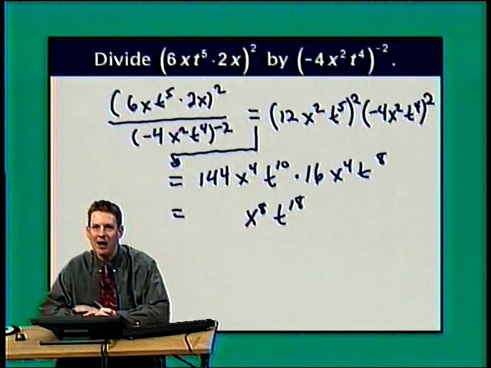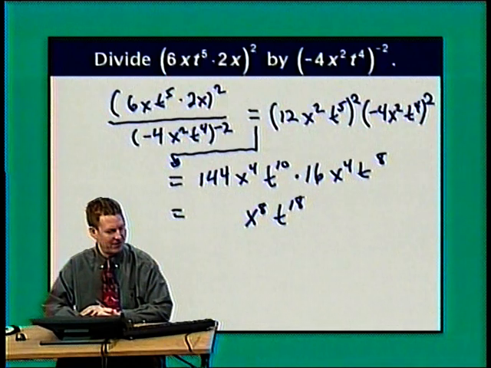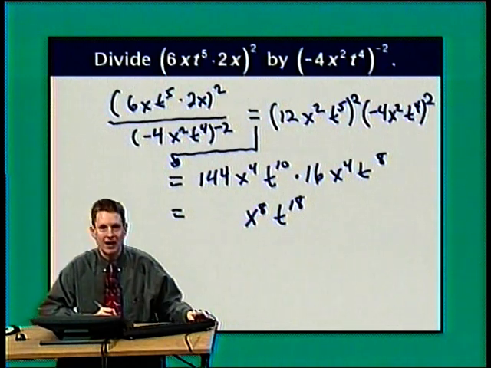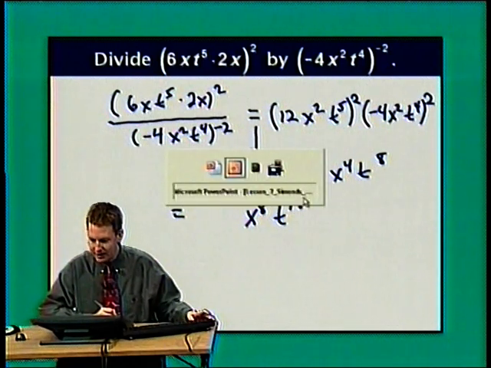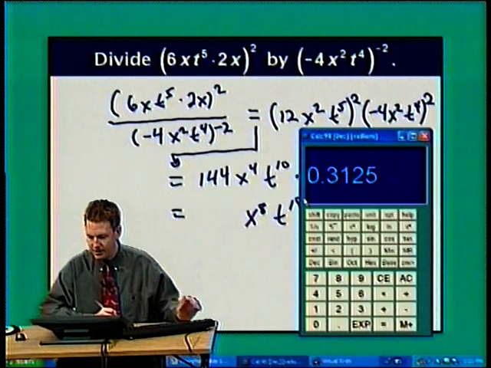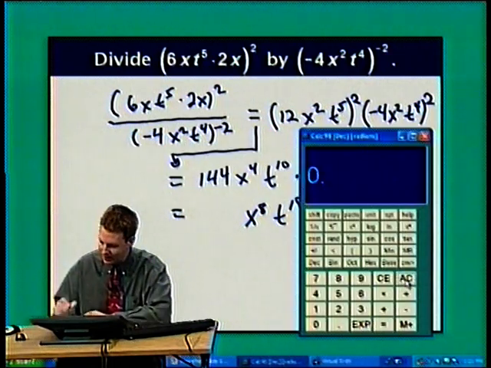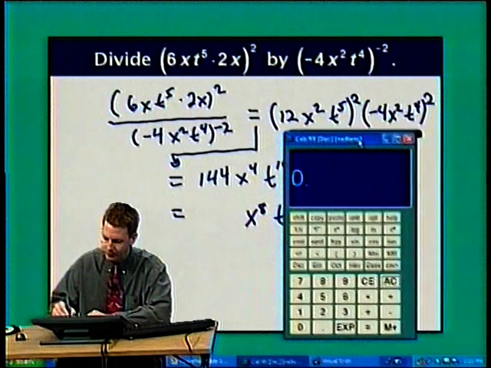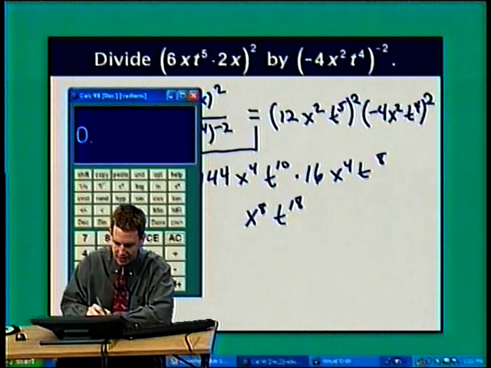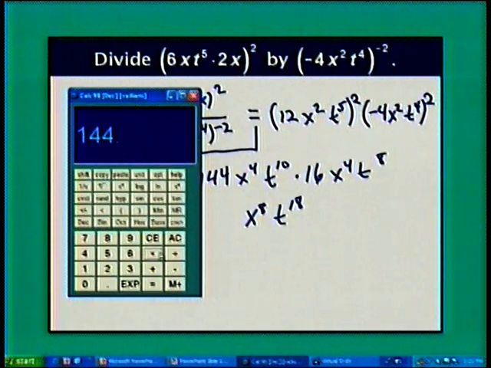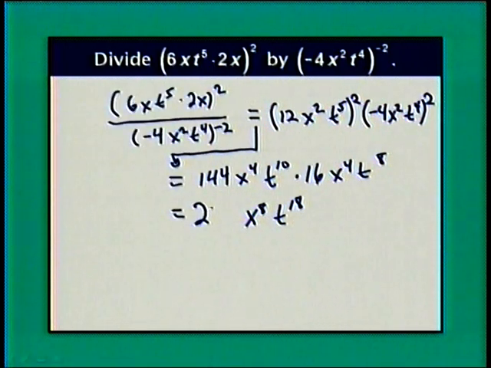Now, if I wanted to pause for about a minute, I might be able to figure it out in my head, but I think I'm going to take a path of lesser resistance. I think I'm just going to go ahead and use my calculator. So clearing out the last calculation, what I need to do is multiply 144 with 16, and that's 2,304. So that's my coefficient.